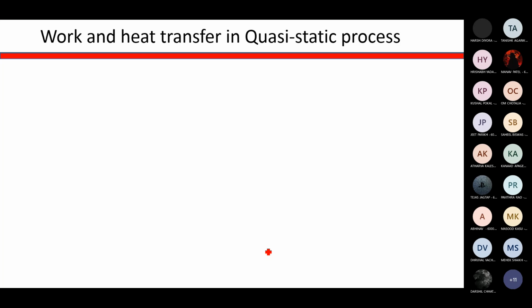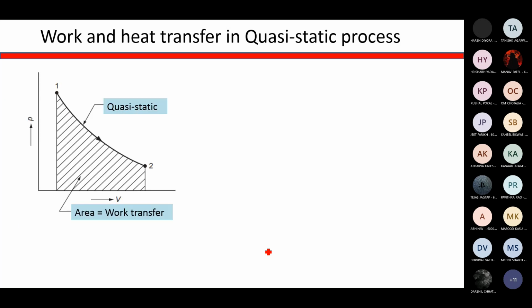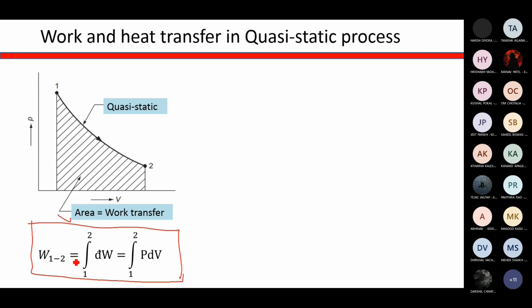Work and heat transfer in a quasi-static process. Now this slide is important. Whatever we have talked about in the last two lectures can be summarized in this single slide. Look at the PV diagram. How do we find the work done? It is nothing but the area under this curve. Area under the PV diagram is work transfer. You should remember this.